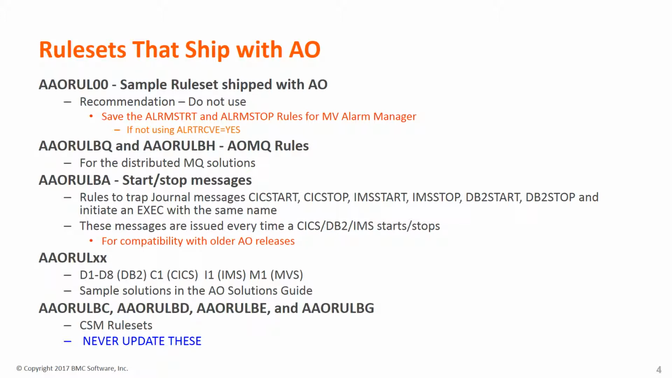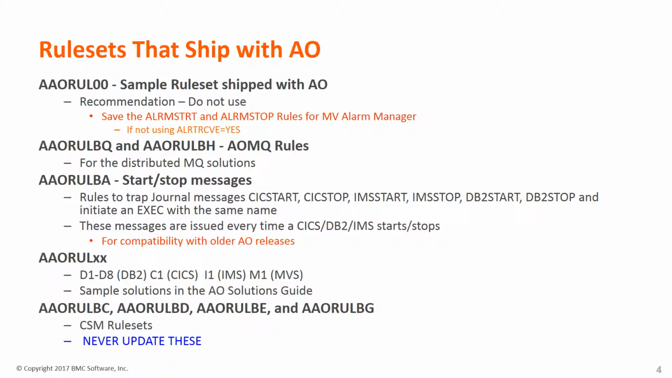Auto Operator ships with several rule sets to support solutions delivered with the product. The first one is AAORUL00, and this is generally a sample rule set that provides models of rules that you can use to build your own. Our recommendation is not to enable the rules in this rule set, with the exception of the alarm start and alarm stop rules that will generate alerts for exceptions generated from MainView Alarm Manager, although these only apply if the BBISS does not have alert receive equals yes.